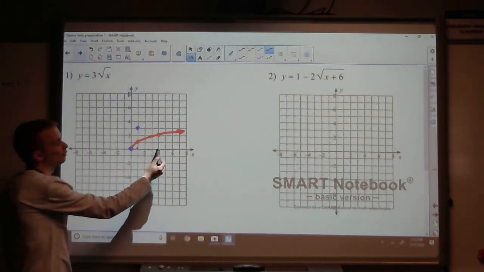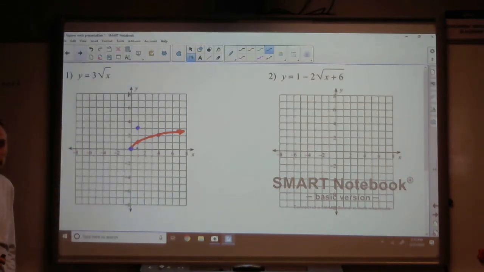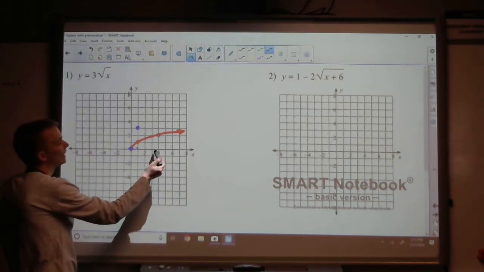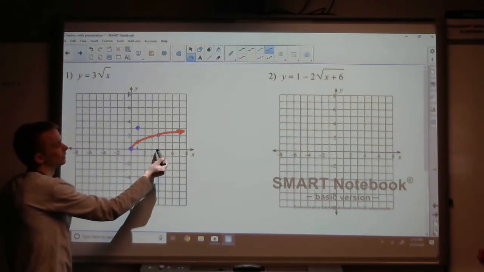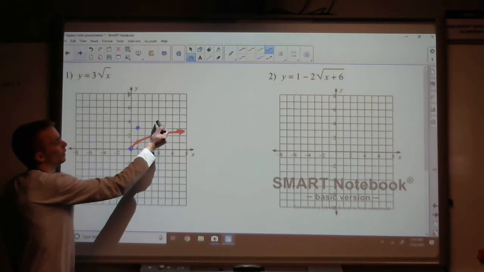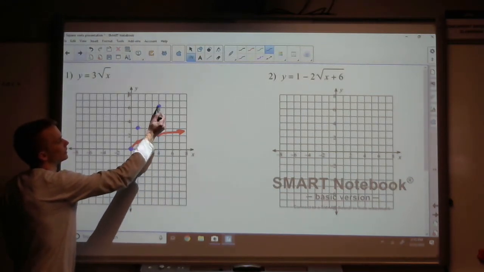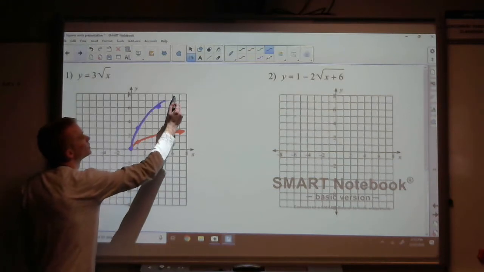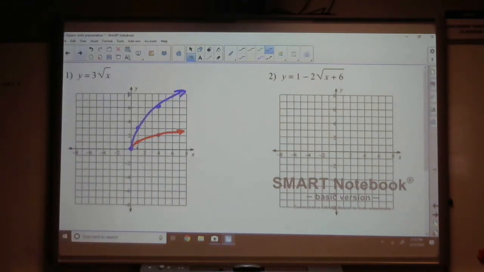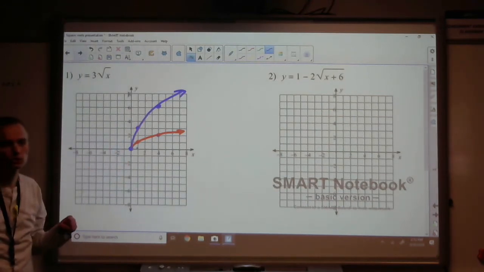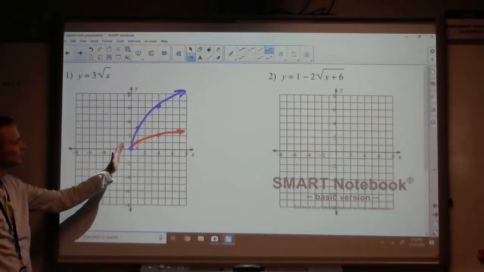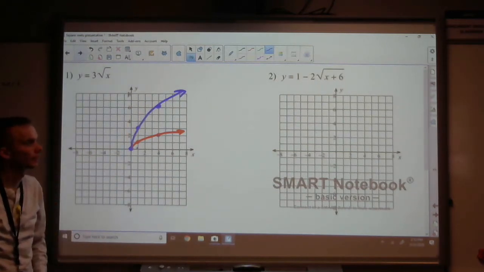Okay? At 4, I was at 2, but then I'm timesing that by 3. So I would actually end up at 6. 2 times 3 is 6. So 1, 2, 3, 4, 5, 6. Okay. So you'll notice this is what this graph would look like. Okay? So it stretches it out and makes it kind of like the parabola becomes wider in this case. The half parabola becomes wider. Okay?